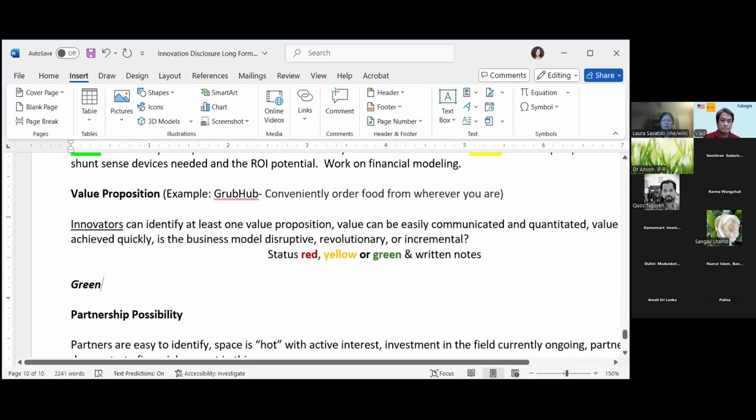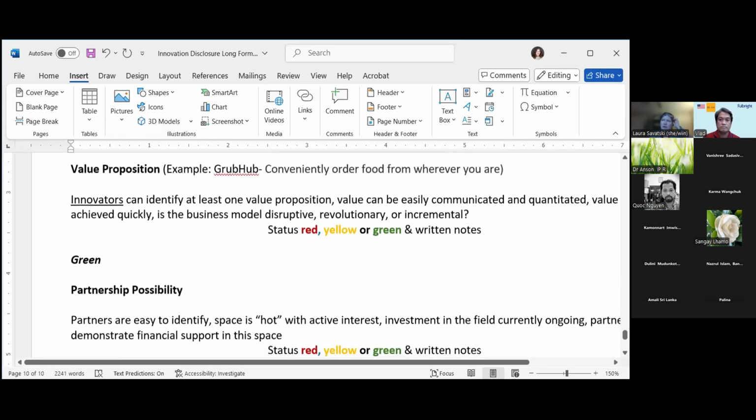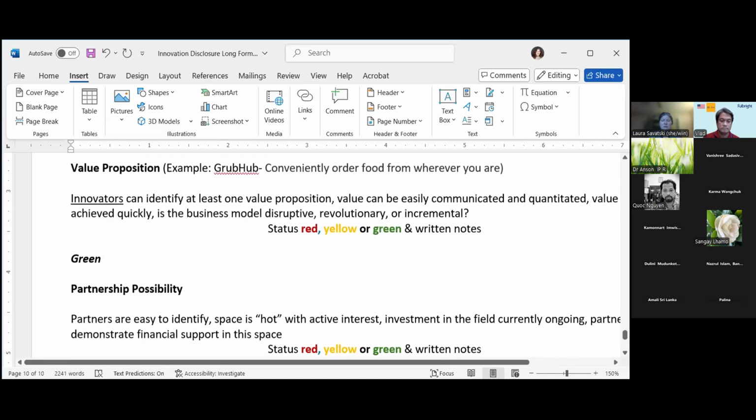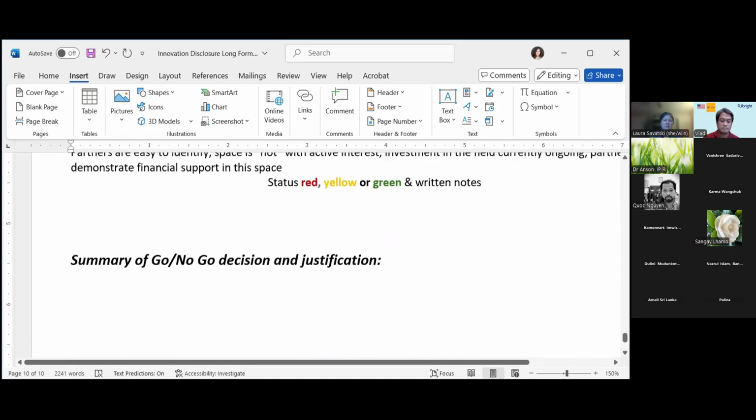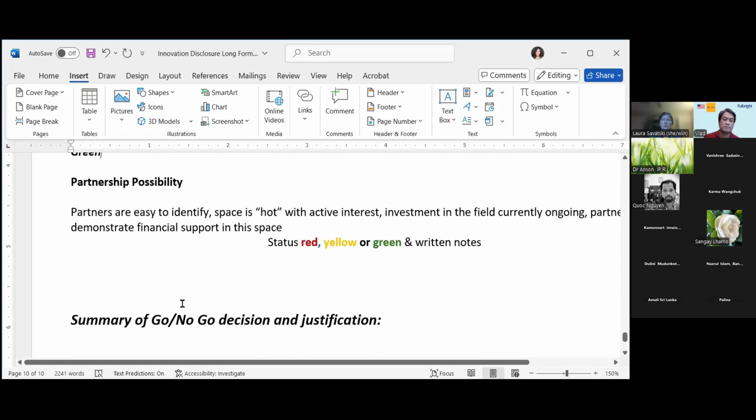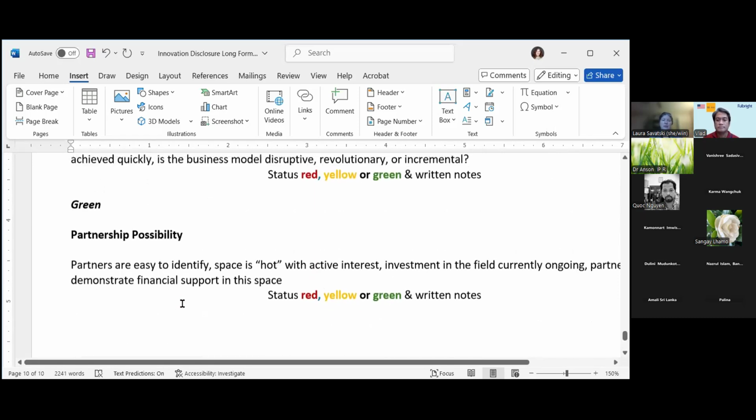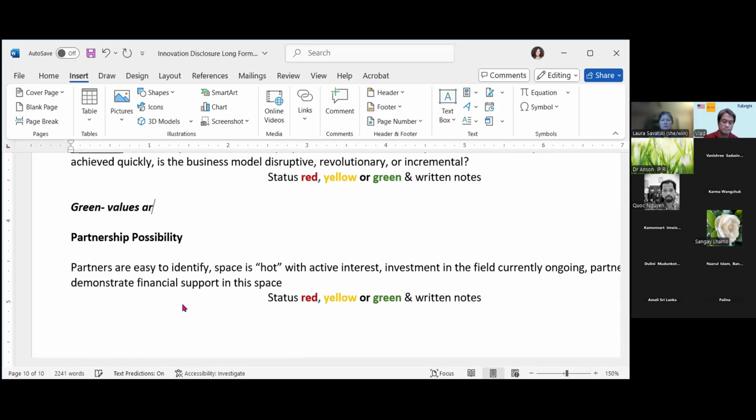So I think the value prop here is green. Even we could probably pull something out from what they said about how the shunt sense works better. I think the biggest values are to the hospital in not having patient complications, and of course to the comfort and care of the patient.